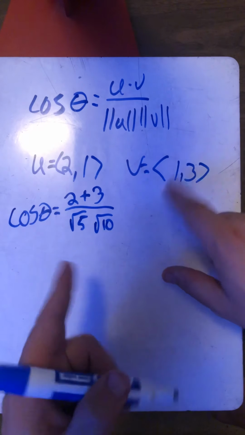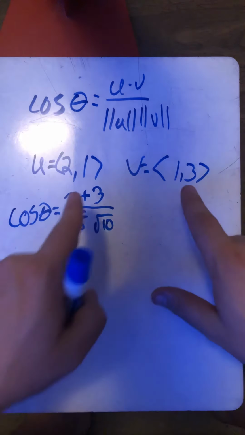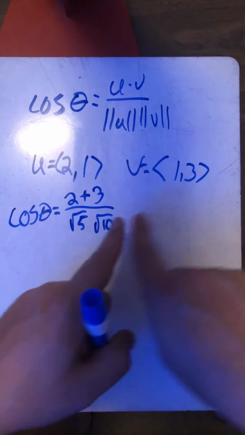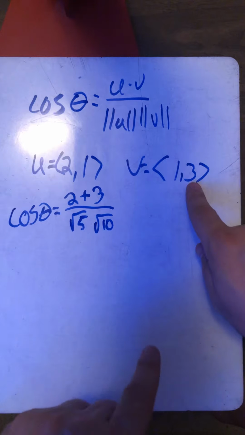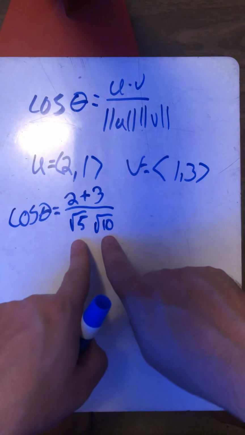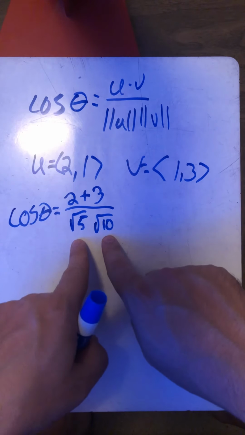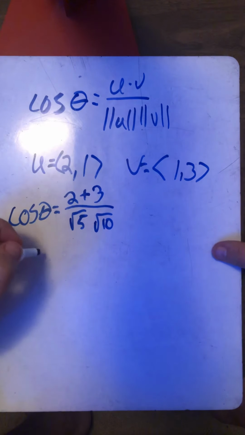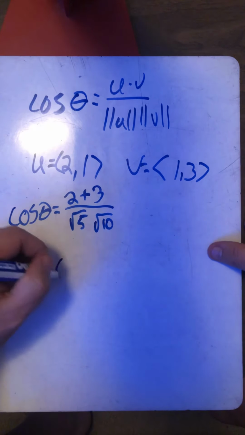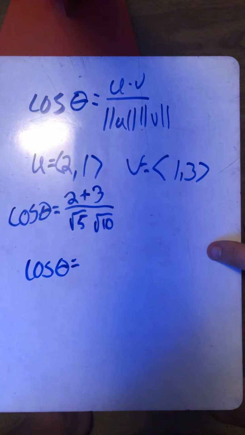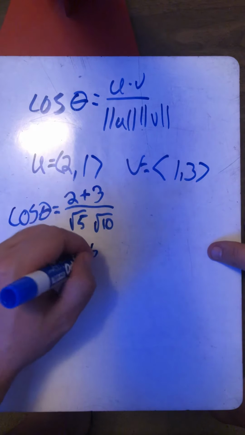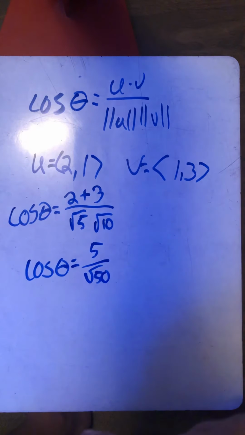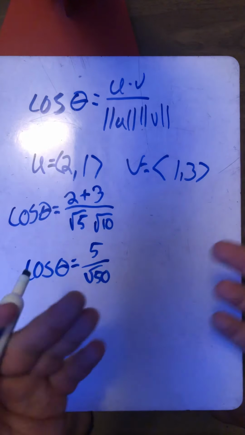Again, to find magnitude, Pythagorean theorem: square them, add them together, square root. 4 plus 1 is 5, square root 5. 1 plus 9 gives us 10, square root of 10. Multiplying two square roots together, as long as they're square roots, you can just multiply the numbers on the inside together. So we're given cosine theta is equal to 5 over root 50.